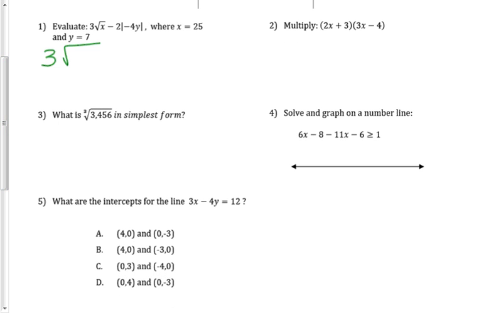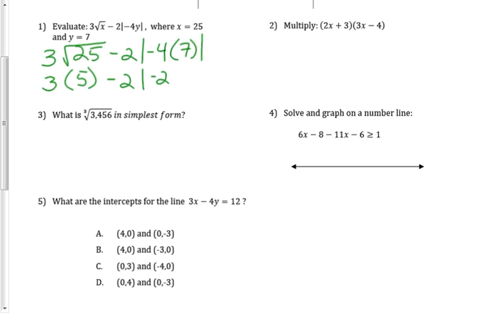So we got 3 times the square root of 25 minus 2 times the absolute value of negative 4 times 7. Okay, so we have a lot going on here. Let's start with our square root. The square root of 25 is 5. And then inside the absolute value, negative 4 times 7 is negative 28. 3 times 5 is 15. The absolute value of negative 28 is positive 28. 15 minus 2 times 28 gives us negative 41.